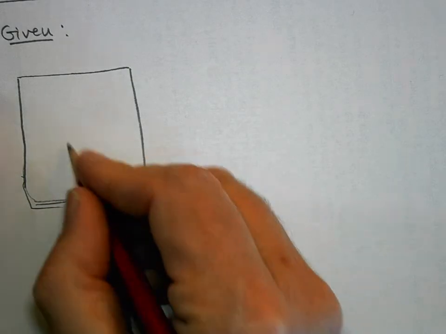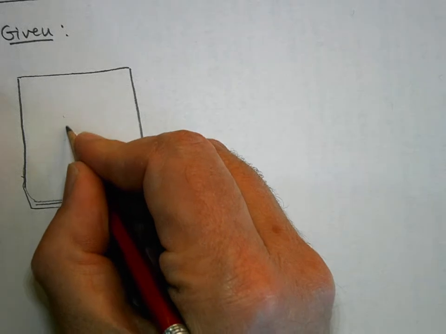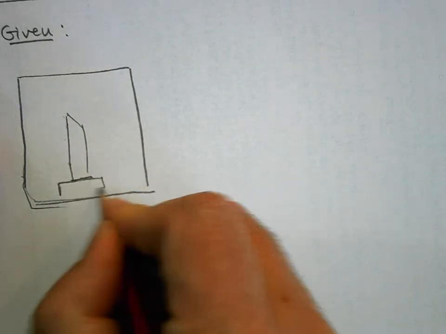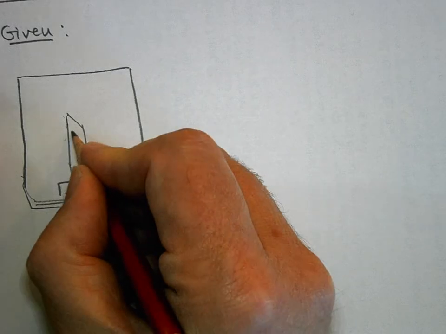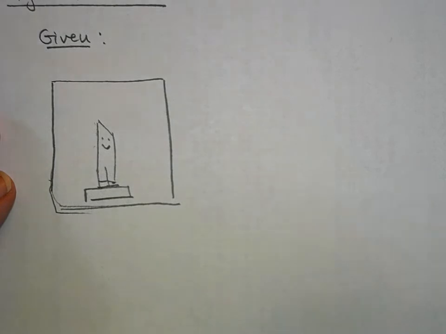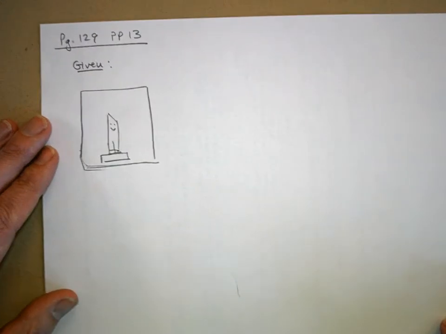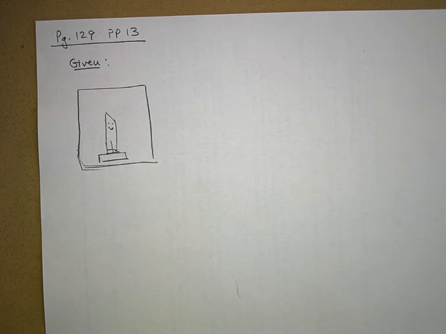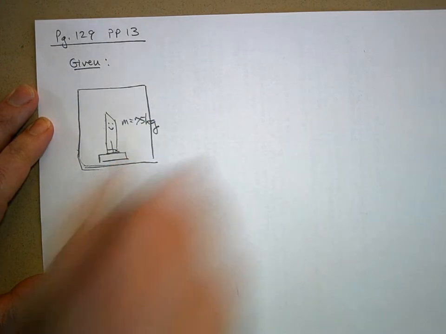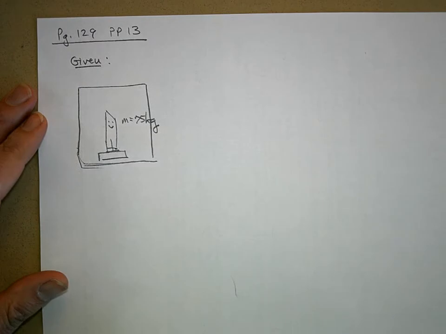Oops, not a very good elevator. And here's our person. Here's Gumby standing in the elevator. Here's the bathroom scale. Now, really all you need to know from the example problem is what the person's mass is. And it says the person's mass is 75 kilograms. Okay, so there's our mass.